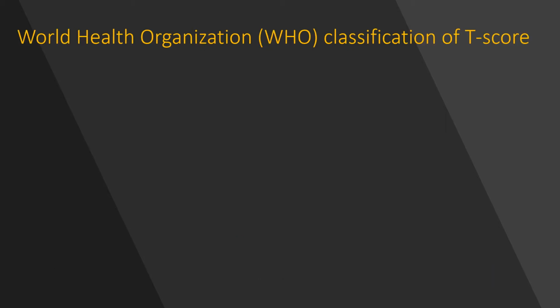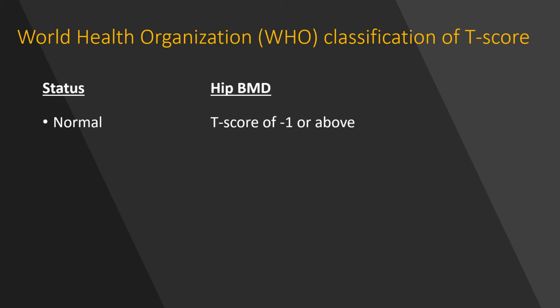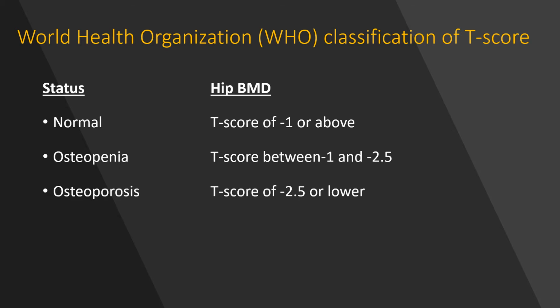So how do you interpret this T-score? The World Health Organization has recommended a classification scheme which we follow, and the classification scheme is based on whether you declare a patient normal, osteopenic or osteoporotic based on the bone mineral density at the hip joint as assessed by a DEXA scan machine. So if the T-score is -1 or above, it is a normal bone. If the T-score varies between -1 and -2.5, you would label it as a case of osteopenia. And if there's a T-score of -2.5, it is a case of osteoporosis.